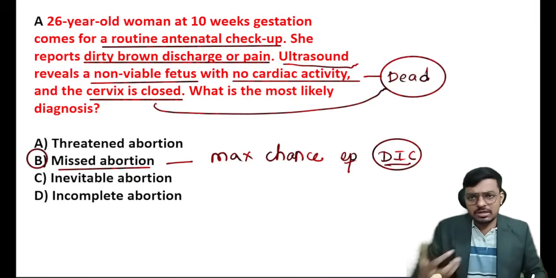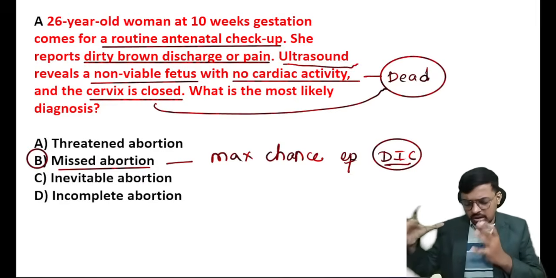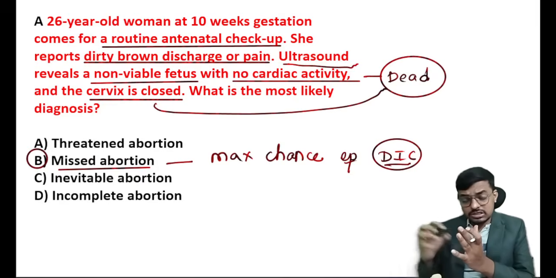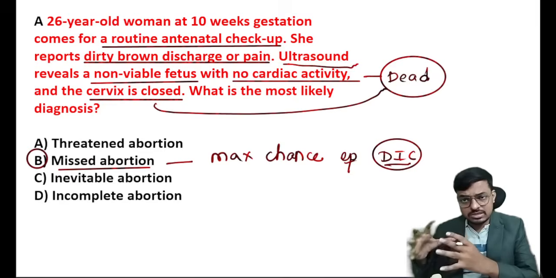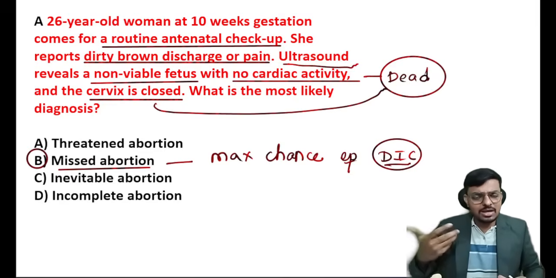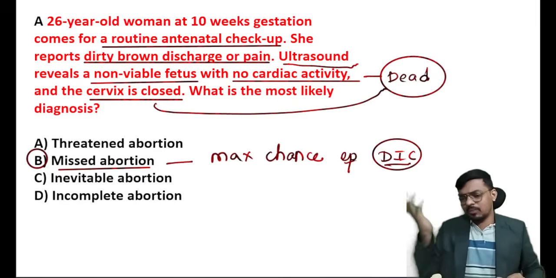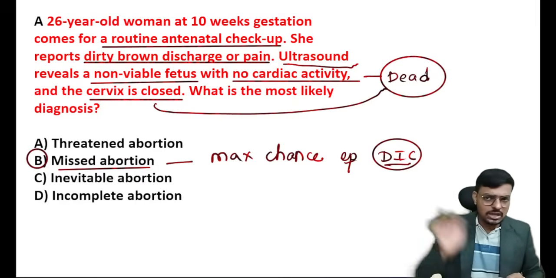There are no inflammatory markers released. In the inevitable abortion, the internal os will be opened and the product of conception will be at the level of the cervix, but it will not come out. It will be bulged at the vaginal level, but it will not come out. That is the inevitable abortion, and we can't stop it. The os is already open, so anyhow the process will complete. It will convert into a complete abortion, right?